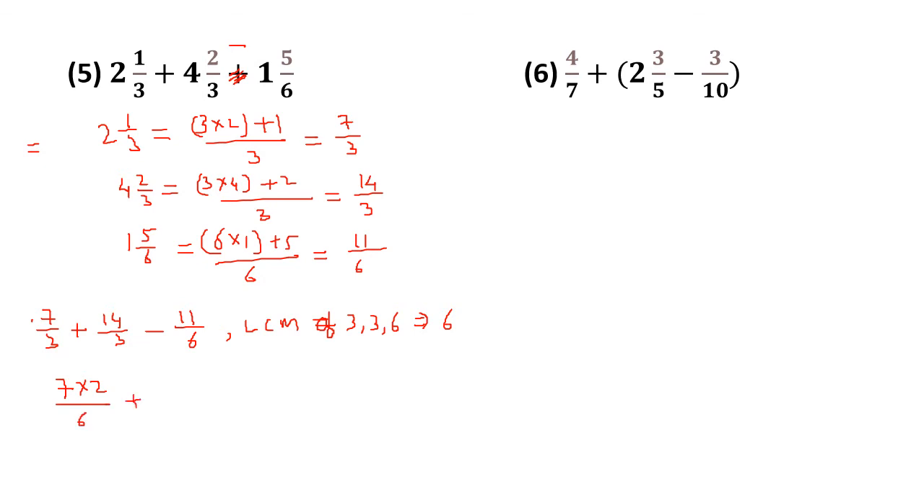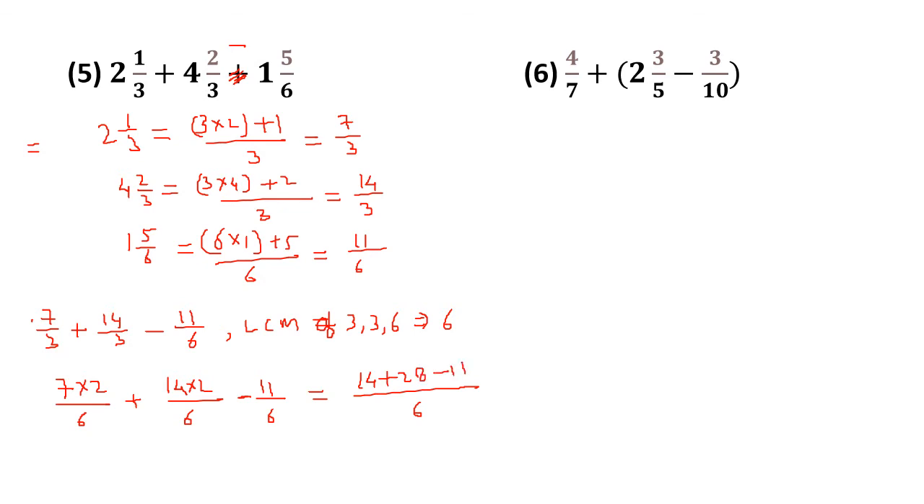In this case also I have to multiply by 2 to make the denominator 6. In this case, I am not supposed to multiply by any number. Or you can say I can multiply by 1. So all the denominators are 6. So the common denominator is 6. Now 7 into 2 is 14. 14 plus 28 minus 11.